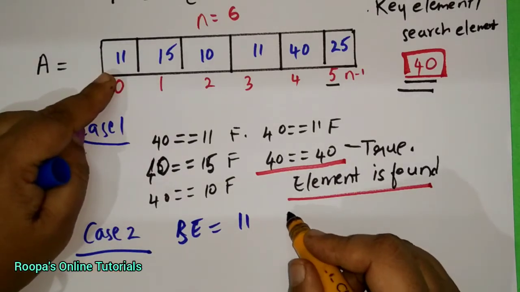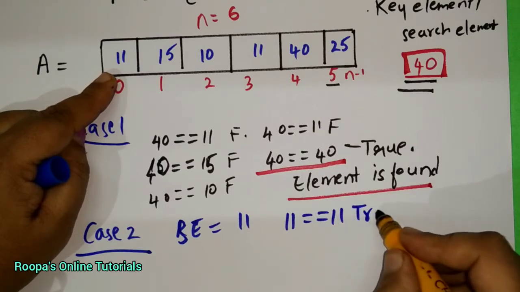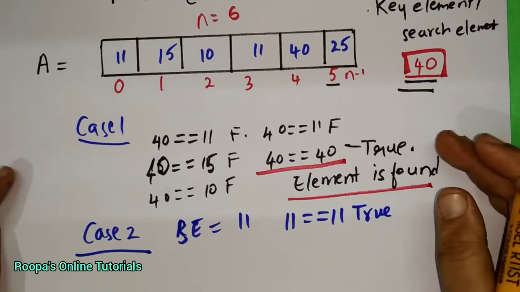So what happens here? The first element is what? Now I am comparing 11 is equal to 11. It is true. Then what happens? Your search is immediately done. Don't you think that's a big advantage?